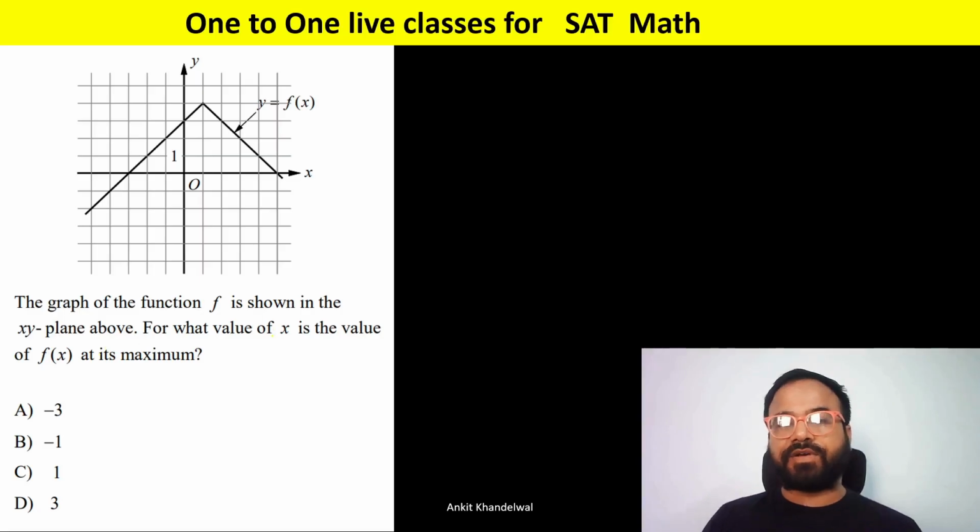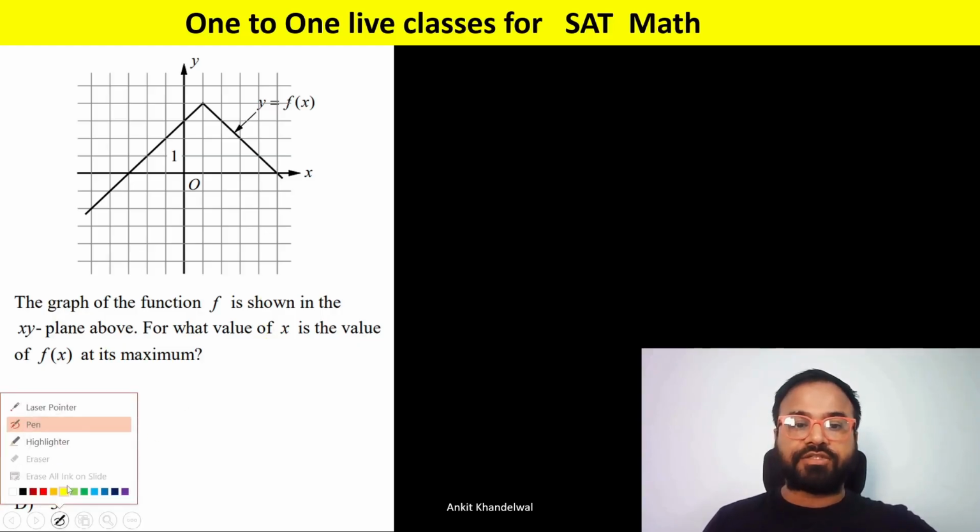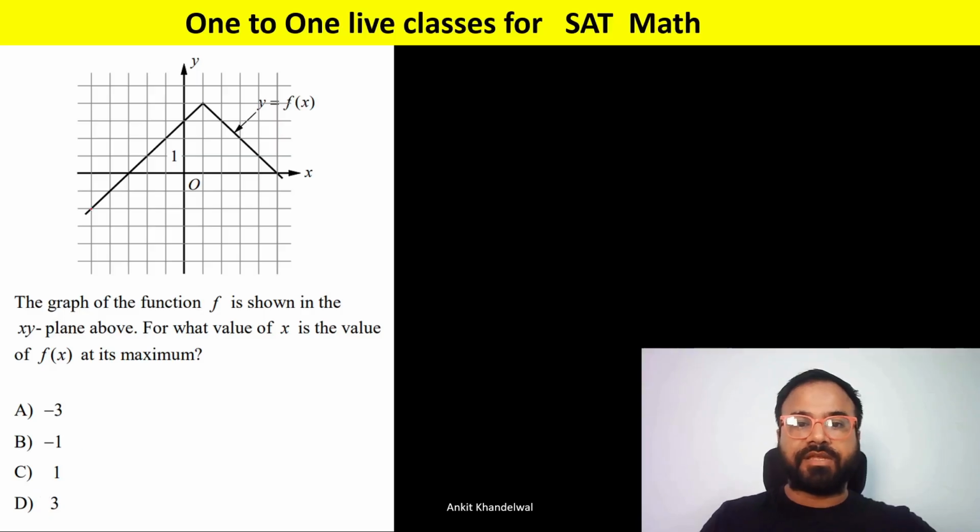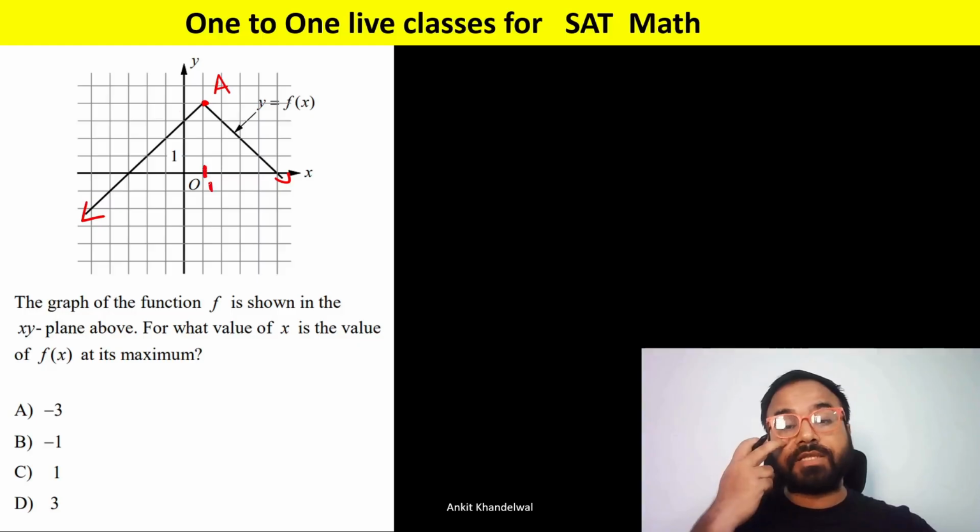The graph of the function f is shown in the xy plane. For what value of x is the value of f(x) at maximum? When we say the value of f(x) is maximum, this graph is going downward over here. The only maximum point over here is the vertex. You can see this particular vertex. This is the maximum, the rest is going downwards. So for what value of x? This is 1. So at x equal to 1, this is maximum.